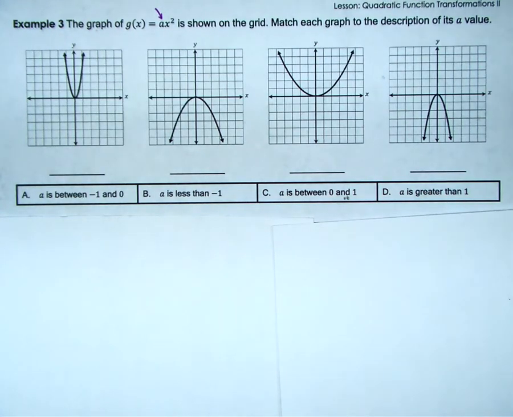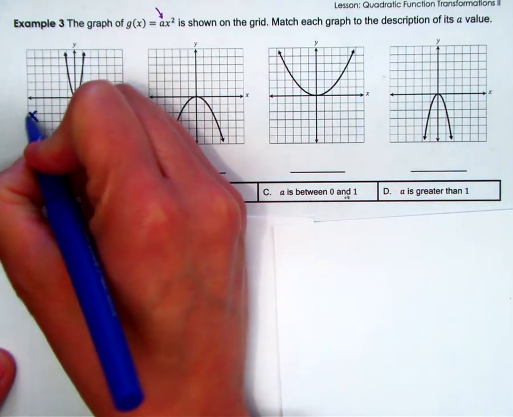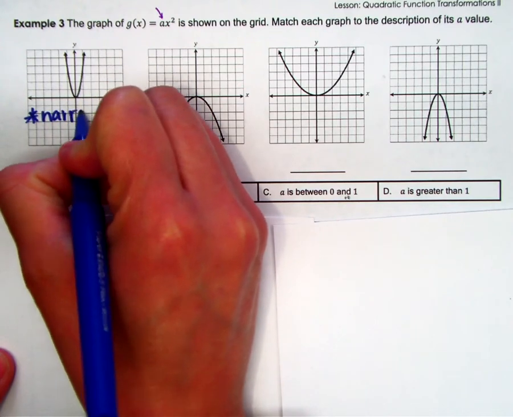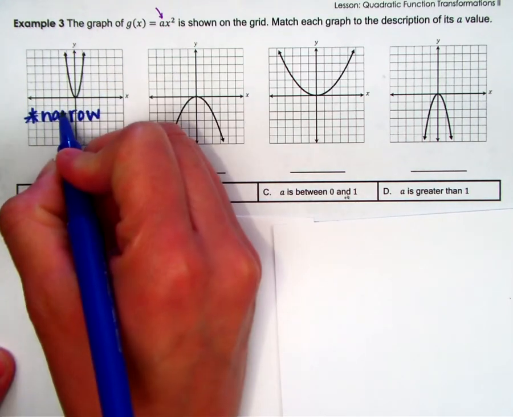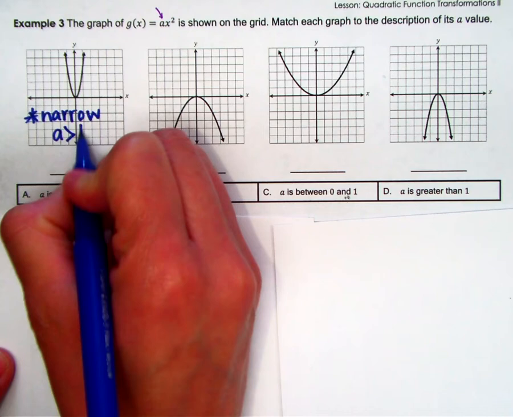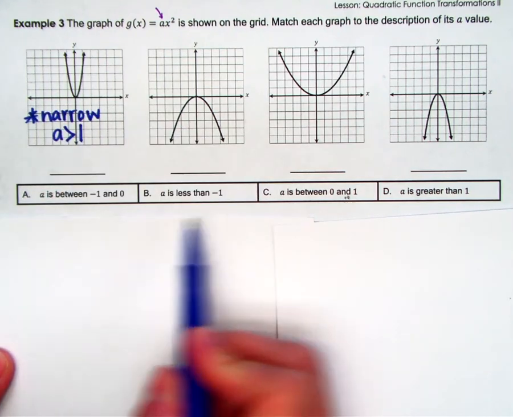So when I look at this graph, it's narrow. So since this graph is narrow, I'm going to make a note to myself. This is narrow. That means a should be greater than 1. So my answer should be D.